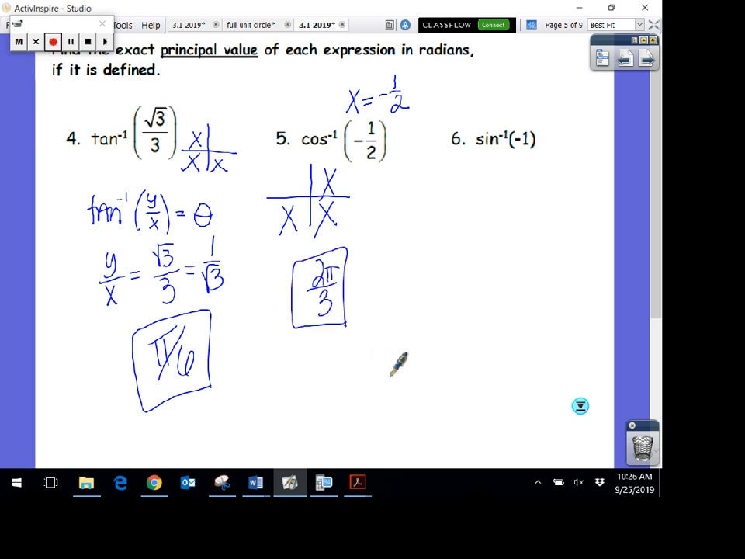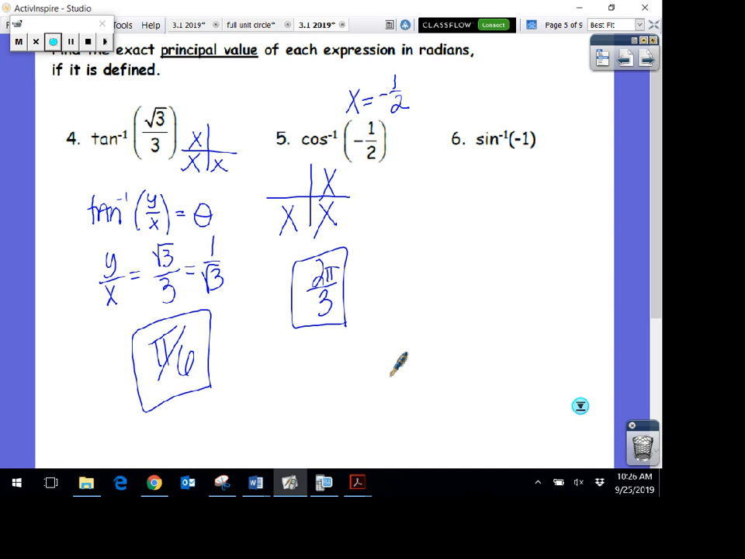No work is required on these. You can look at your unit circle and pull your answers off. If you want to show work, I'm showing you some work, how to get to the answer, so you're not just writing numbers down and not knowing where I'm getting them. If you need to show that, show that. Show as much as you need to.